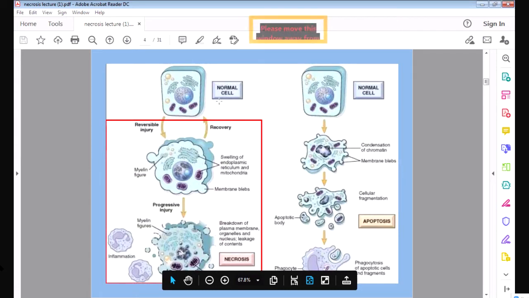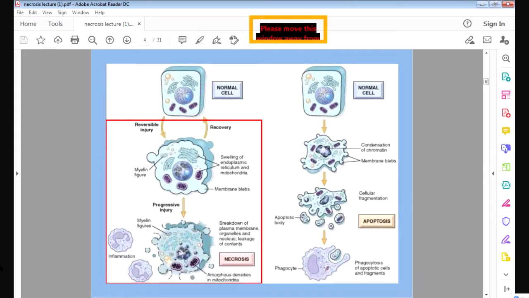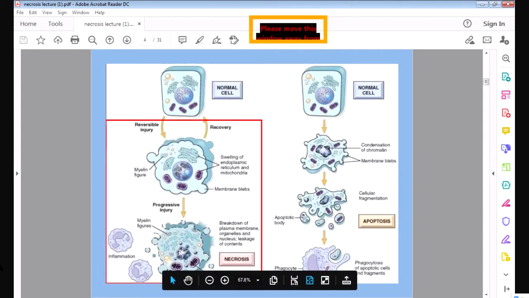So what will happen in the normal cell? Whenever there is necrosis, the cell will swell, increase in size, all the organelles inside will swell, then the cell membrane will break, all the organelles will come outside, and it will be digested by the inflammatory cell. This is necrosis. Now what happens in apoptosis?